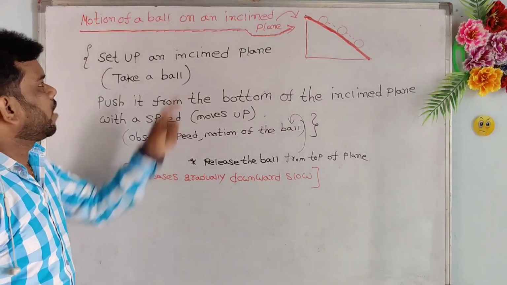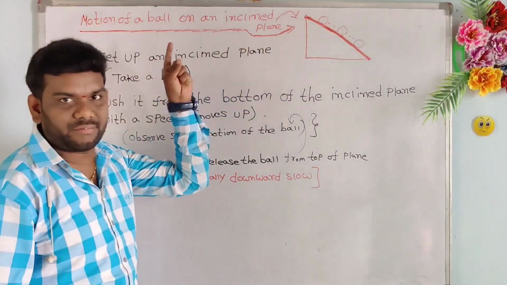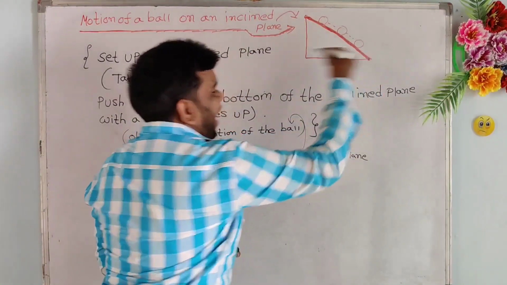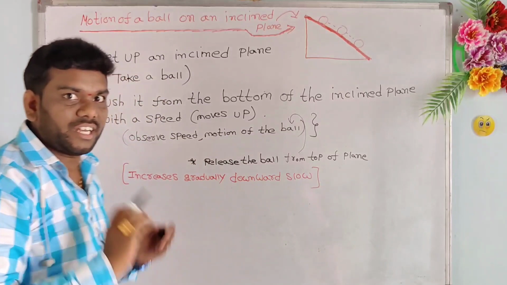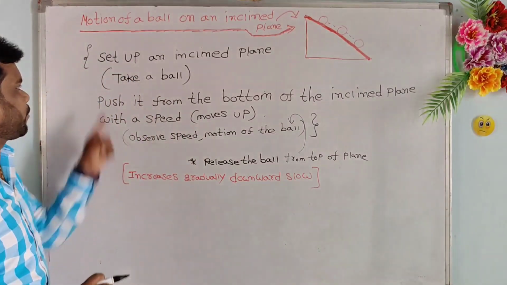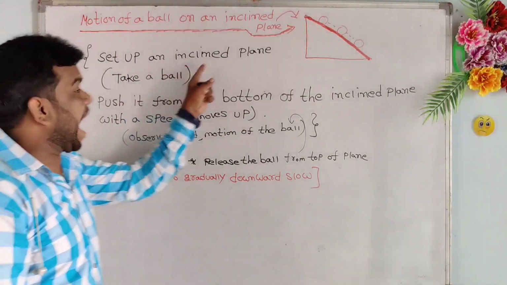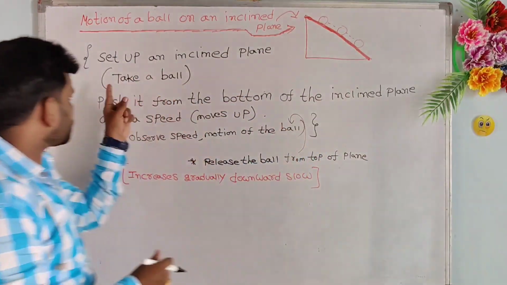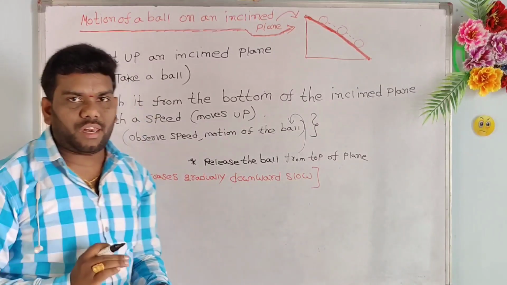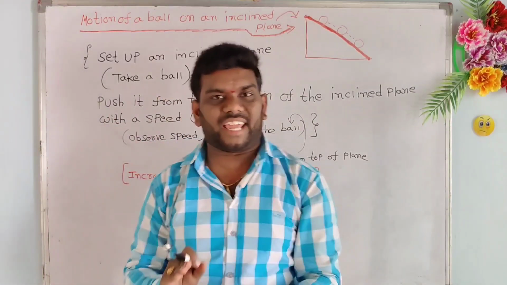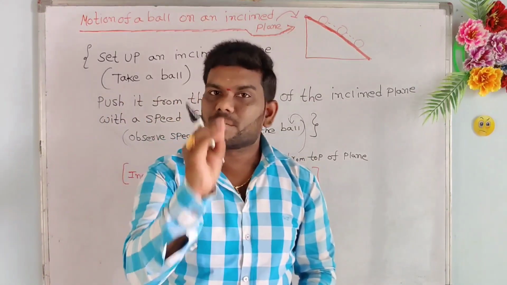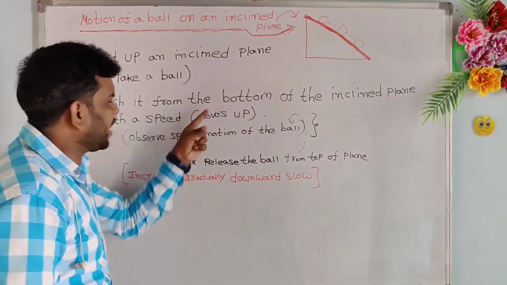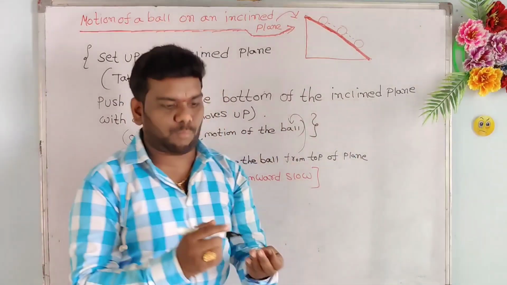Motion of a ball on an inclined plane. What is an inclined plane? So this is an inclined plane. It is very important. It is a very familiar example. For example, set up an inclined plane. This is inclined. For example, take a ball, one object that is called a ball. Take a ball. Push it from the bottom of the inclined plane.